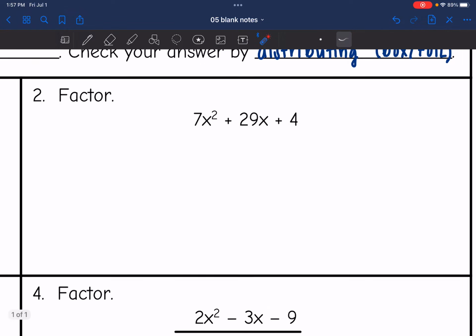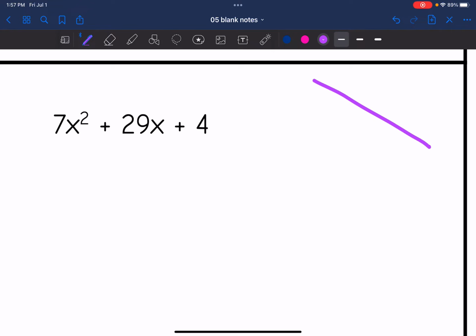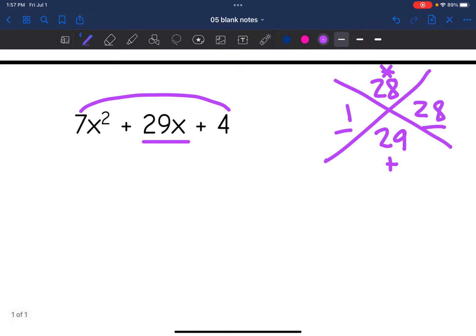Okay, let's look at this next one. I do not believe that there is a GCF of 7, 29, and 4, so I am good to figure out what I need to split that 29x up into. So first I need to figure out what multiplies to 7 times 4, which is 28, and adds to 29. And 7 times 4 is 28, but that's not going to work. 1 and 28 would add to 29 and multiply to 28. So now I'm going to split the 29x up into 1x plus 28x.